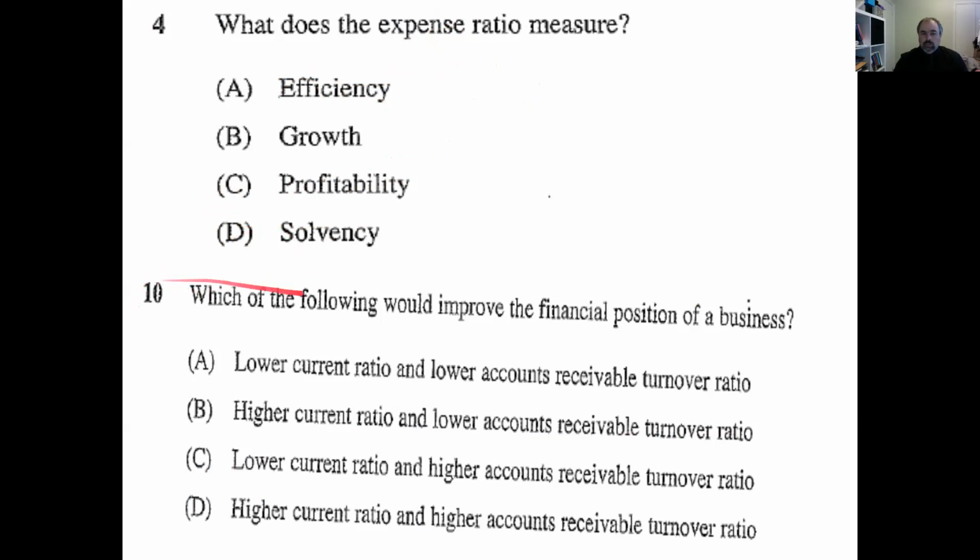Let's have a look at question 10. Which of the following would improve the financial position of a business?